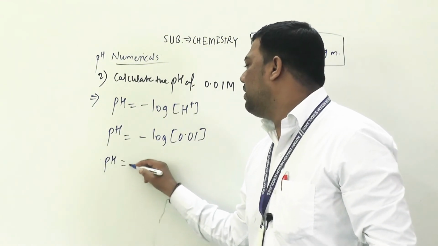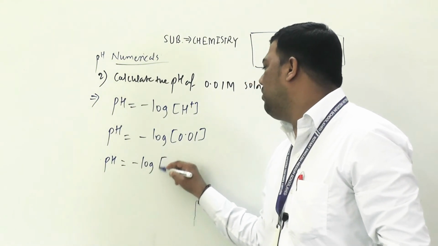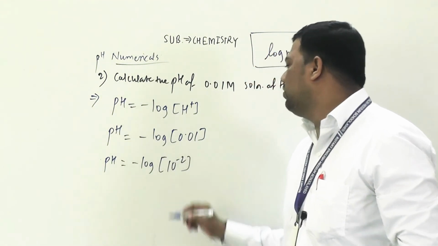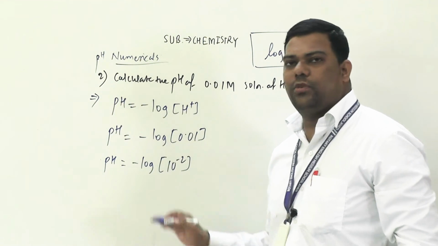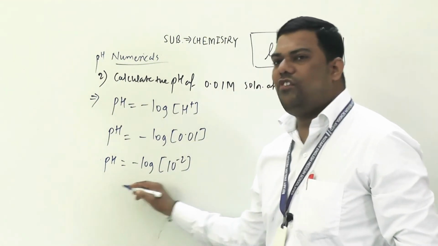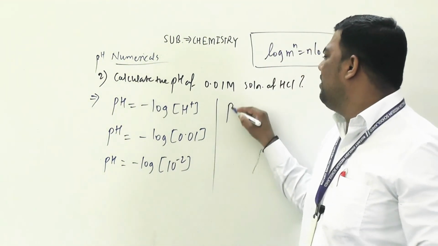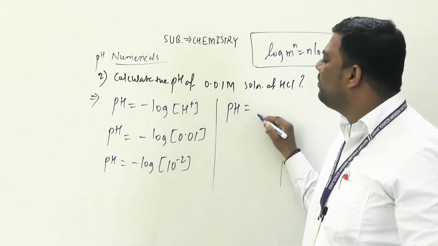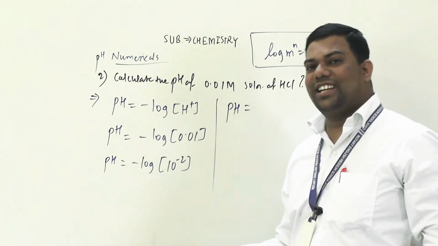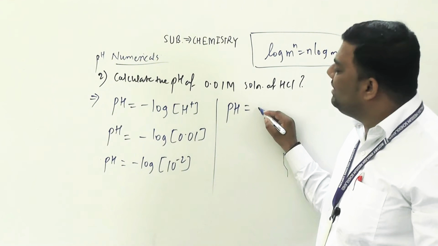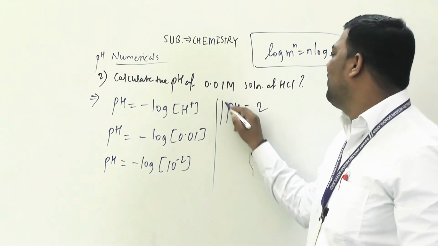Yes or no? So pH is equal to the negative logarithm of 10 raised to minus 2. Minus minus becomes plus, and log base 10 of 10 is 1. So pH is equal to 2. Understood?